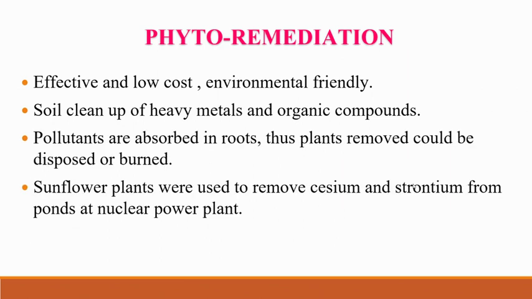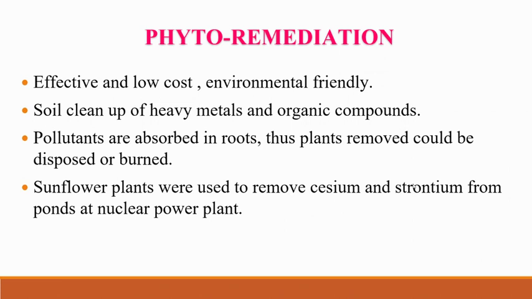Now, phytoremediation, we say that is an effective, low cost and environmentally friendly soil cleanup of heavy metals and organic compounds. That is where we use them most at times. Pollutants are absorbed in the roots, and thus plants are removed, disposed of, or burnt. Okay, sunflower plants are used to remove something like cesium and strontium from the pond at nuclear plants.